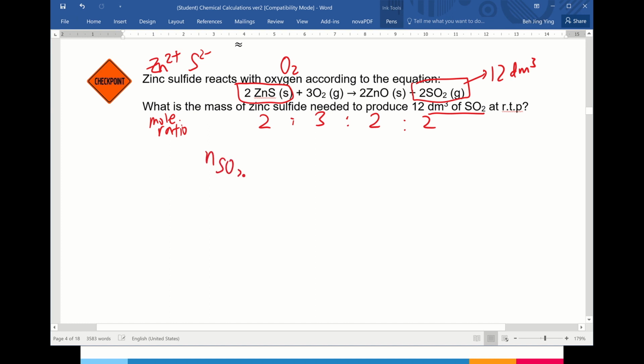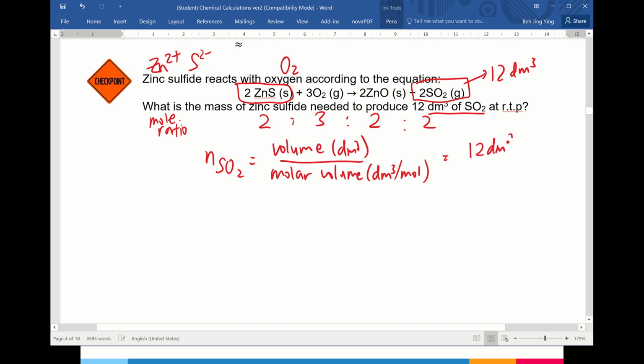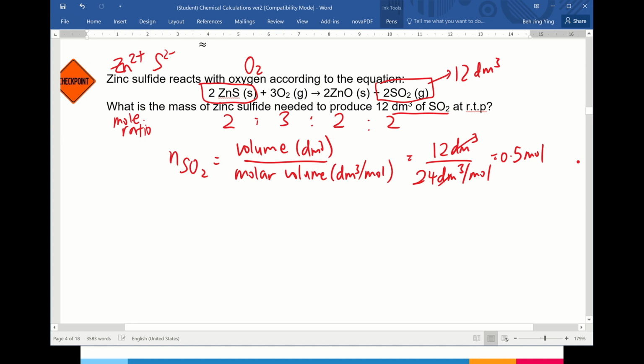So number of moles of SO2 will be volume divided by molar volume. Okay, so 1 mole of gas is 24 dm³. So 12 dm³ will be 12 divided by 24 dm³ per mole, which is 0.5 moles, exact value. Okay, so now I have 0.5 mole of SO2.